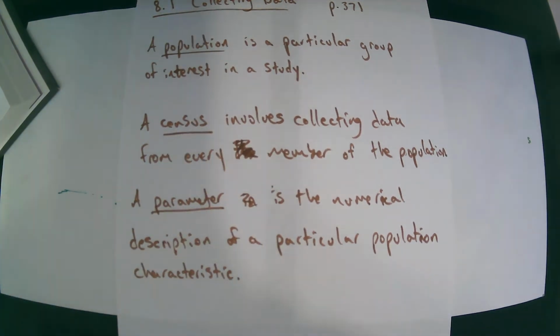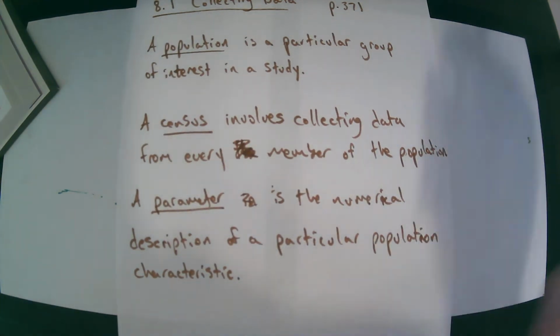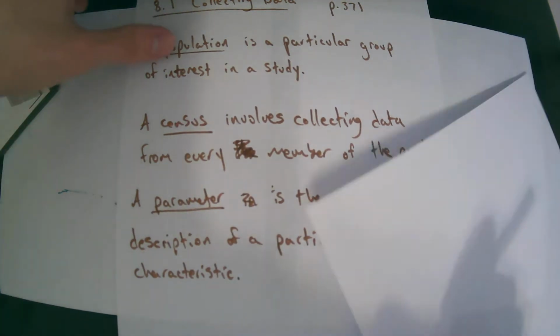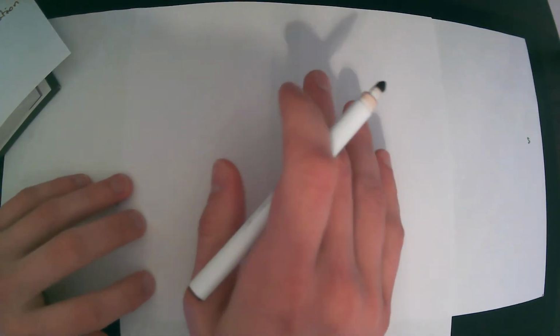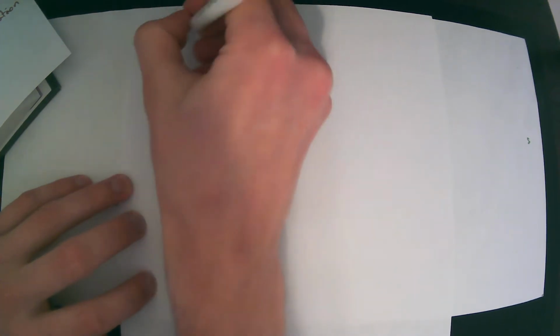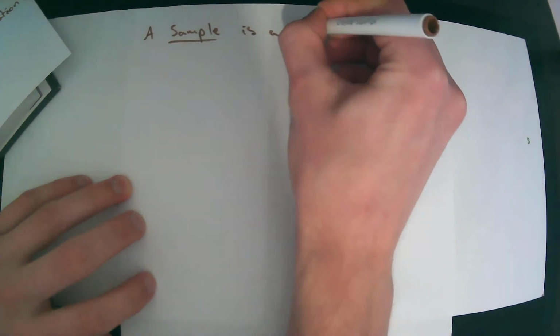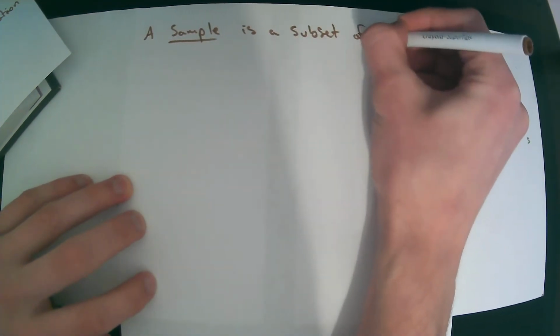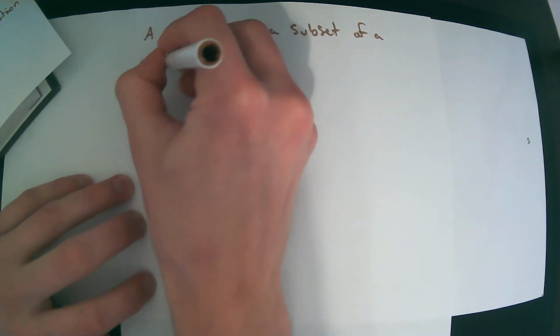But often you cannot do that just because it depends on what you're measuring. Maybe you can't get the data for every single item in the population. So if that's the case, you've got to select a smaller subset, using the lingo from Chapter 2, a subset of the population called a sample. So a sample is just a subset of a population.